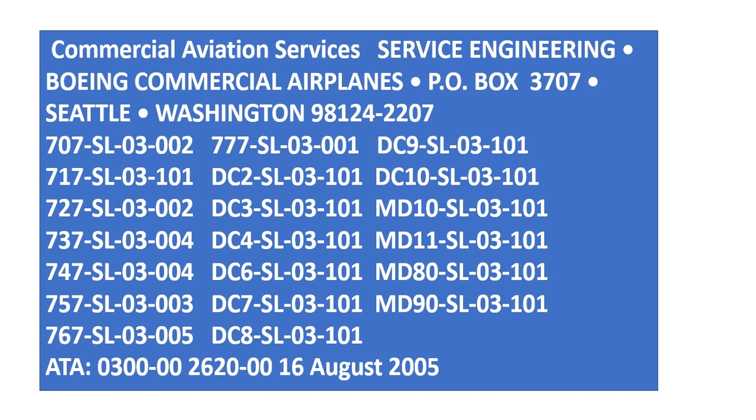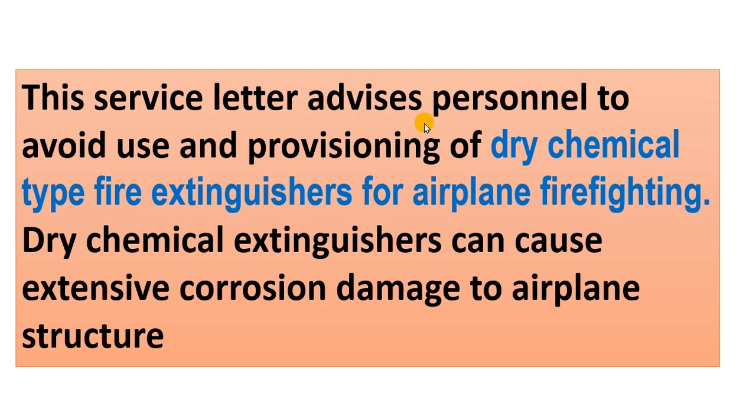By the way, this is a service letter, with the service letter number for the 707, 717, 727, 737 and so on. It is very important for corrosion. This service letter advises personnel to avoid the use and provisioning of dry chemical type fire extinguishers for airplane firefighting. Don't use dry chemical fire extinguishers. Why? Dry chemical extinguishers can cause extensive corrosion damage to airplane structure.